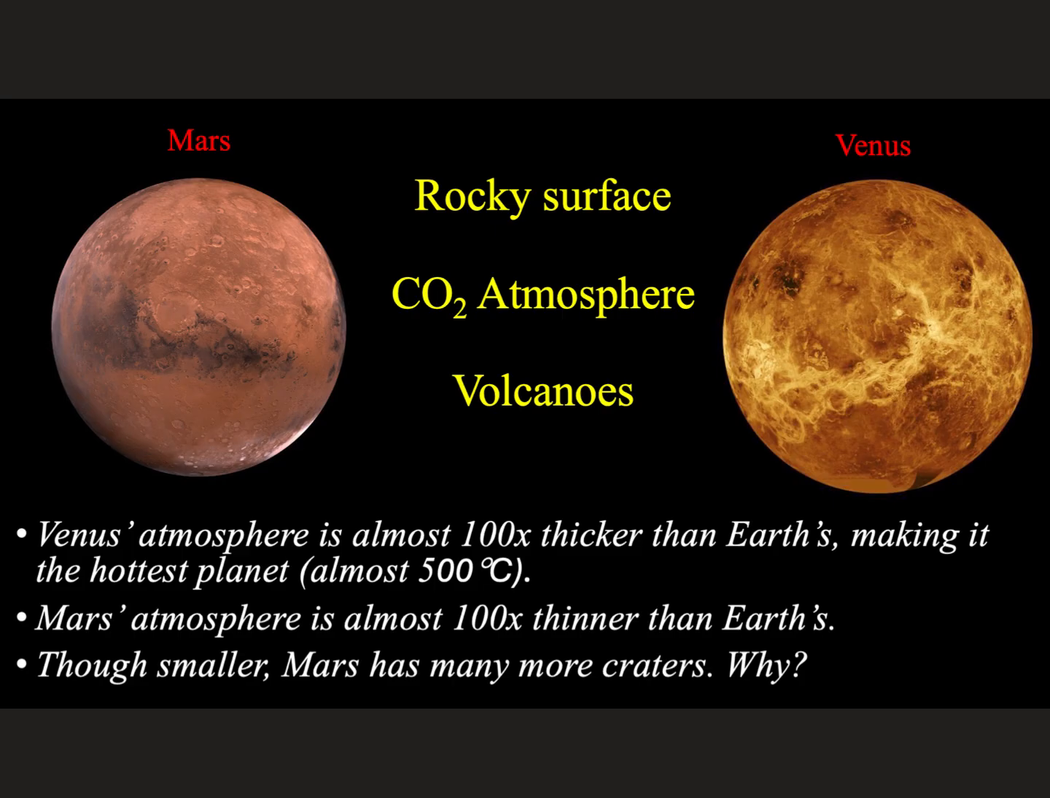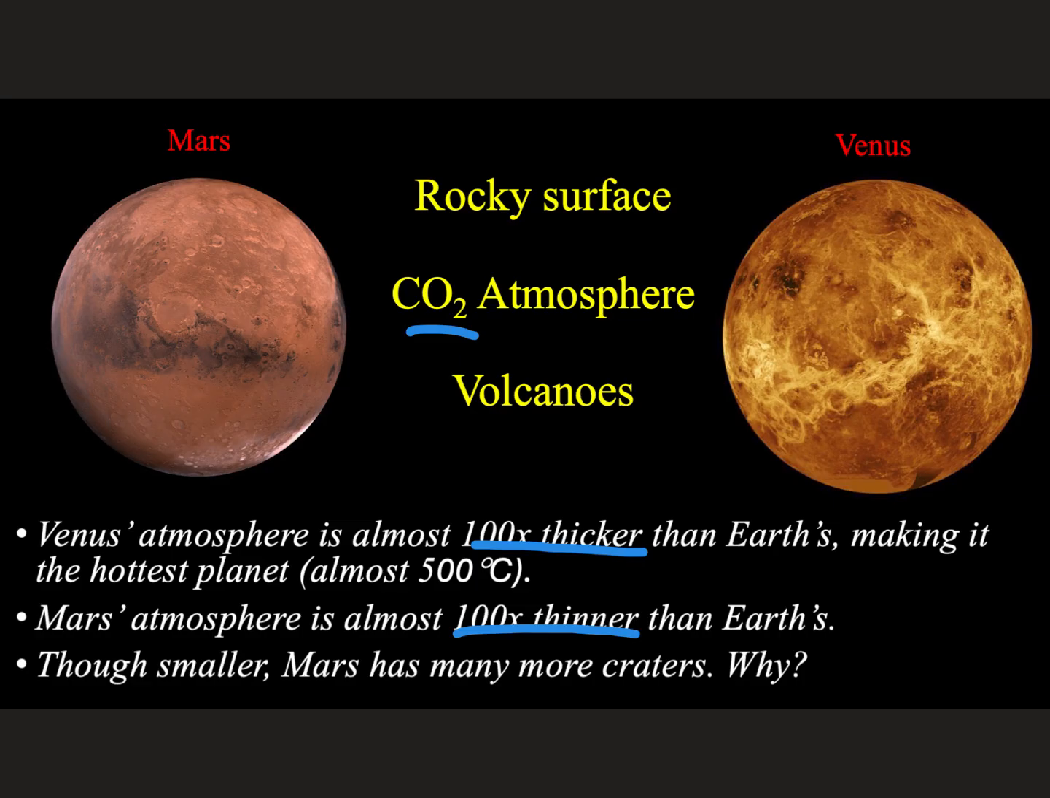The other major rocky bodies in our solar system have some similarities between them as well. In addition to their rocky surface, both Mars and Venus have atmospheres that were generated by past and possibly current volcanic activity. Unlike the Earth, though, the atmospheres of Mars and Venus are made of carbon dioxide. Mars's atmosphere is almost 100 times thinner than Earth's, while Venus's is about 100 times thicker.